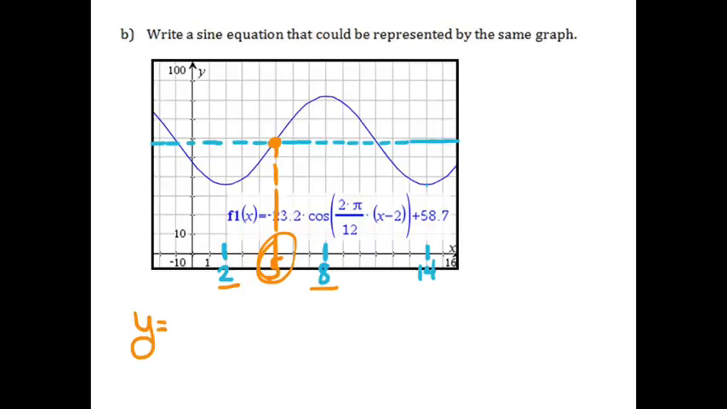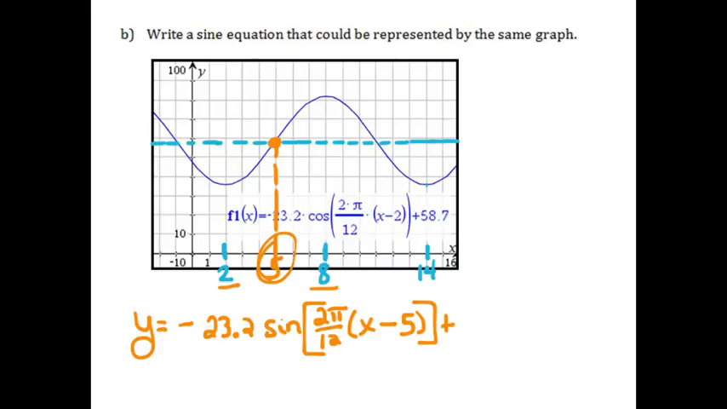So my sine equation, everything else is going to be the same. So the sine equation is negative 23.2 sine of 2 pi over 12. Here's where we change: x minus 5. And then at the end, plus 58.7.